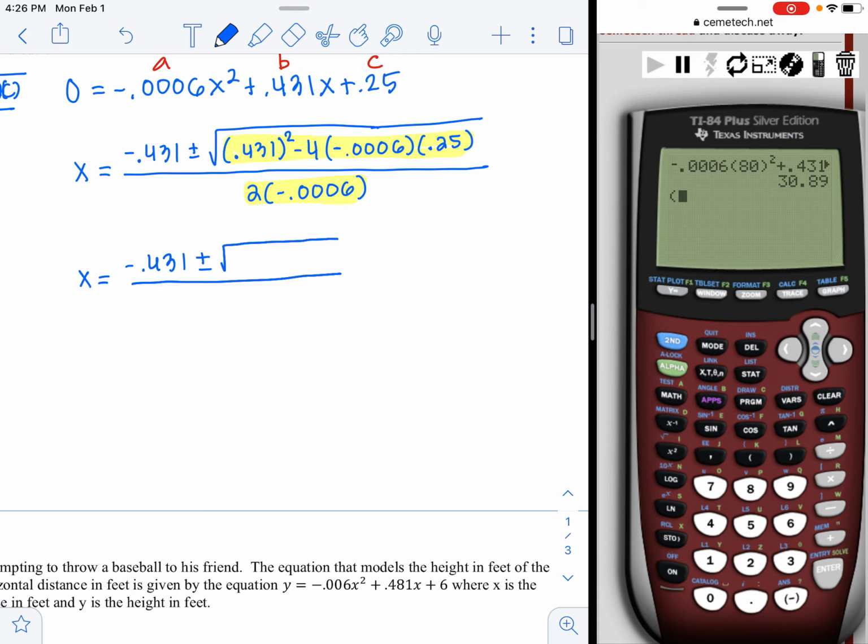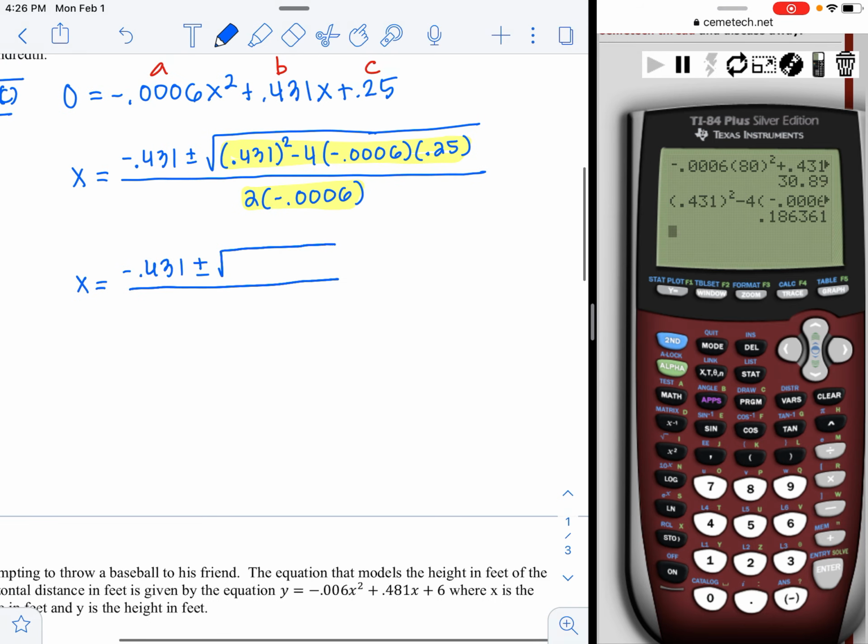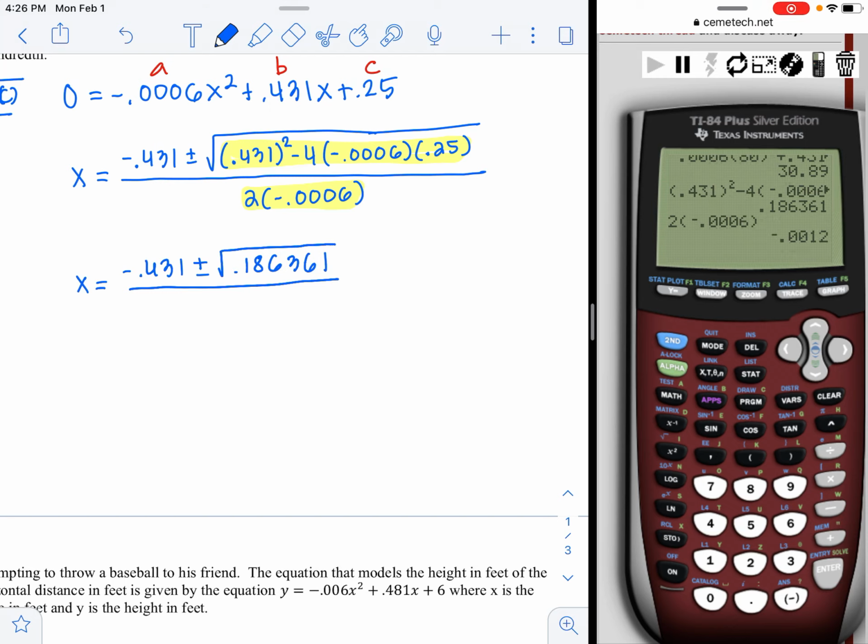So I'm going to do parentheses. Don't put square root. I'm just doing underneath it. So 0.431, close it, square it, minus 4, open a parentheses, negative 0.0006, close a parentheses, open a parentheses, 0.25, close it, enter. Then I'm going to write all of those numbers underneath there. 0.186361. Okay, I also have to do 2 parentheses negative 0.0006, close it, enter. That is negative 0.0012.